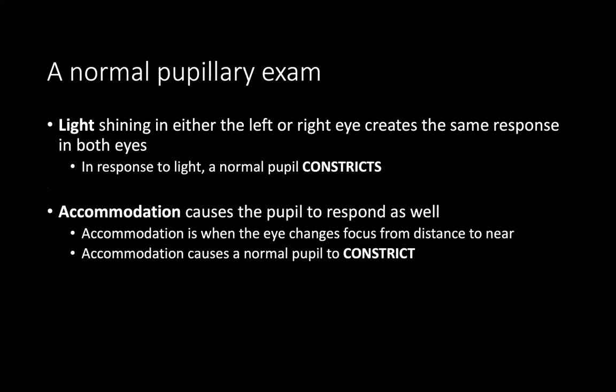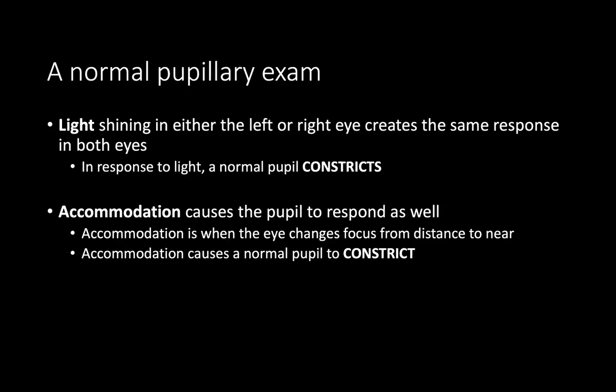Accommodation causes the pupil to respond as well. This is what we're measuring. We want to make sure that the pupils constrict when they are focusing at near as compared to a distance. So to put it simply, the pupils should respond similarly to light and accommodation. Some things cause a difference in ability for the pupils to respond to light versus accommodation.